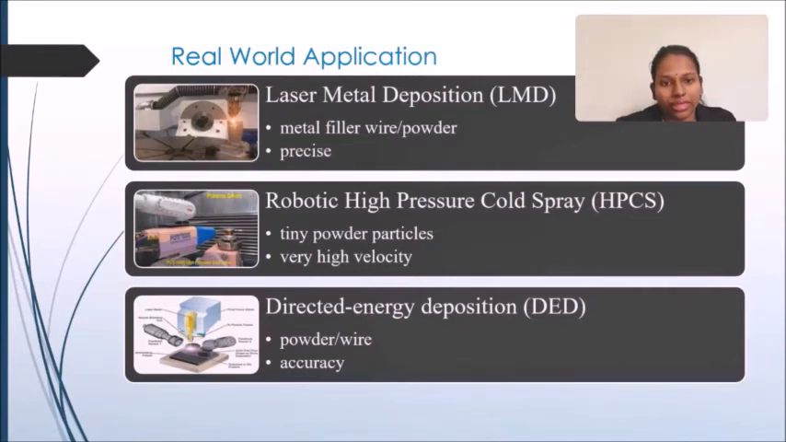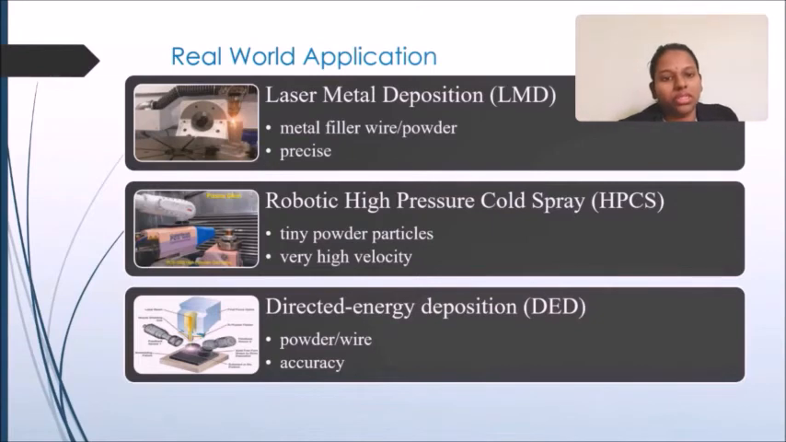The material feedstock, on the other hand, is either material powder or wire, and powder results in lower deposition efficiency compared to metal wire, and this is because only a part of the total powder would actually be melted and bonded together with the substrate.